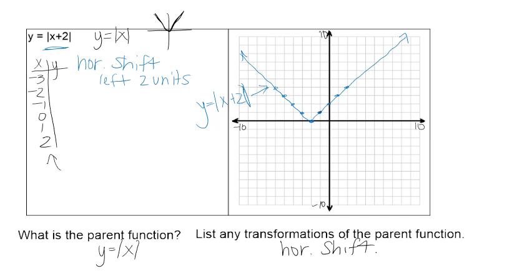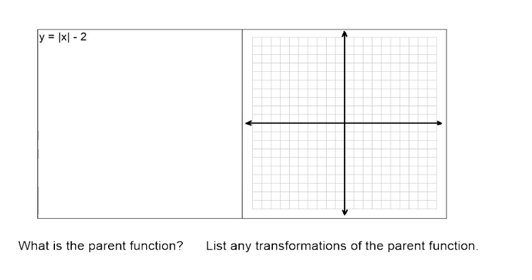On the next example, I'm going to show you a little bit more of a shortcut method so that you're not having to draw out everything, okay? All right, here we go. So we've got y equals the absolute value of x minus 2. So again, what is the parent function? Well, the parent function, again, would be that absolute value graph. So the general shape of my graph is going to be that V shape.